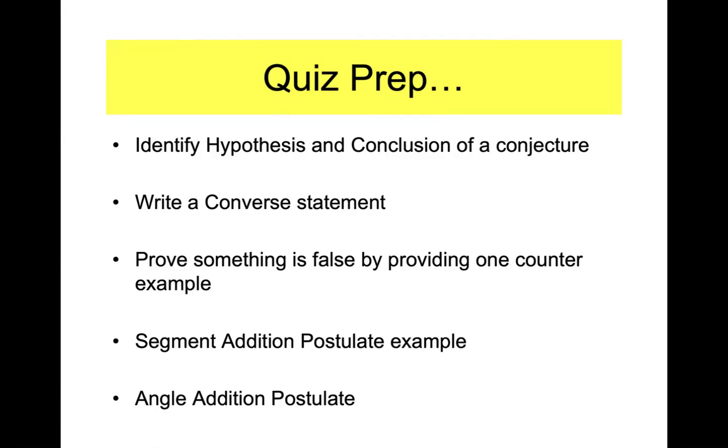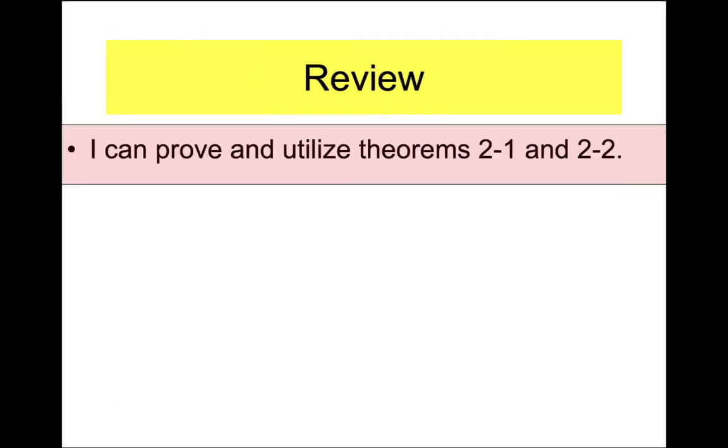Your quiz is going to be, I'll give you a conjecture. You're going to have to be able to identify a hypothesis and conclusion. You need to be able to write a converse statement from a conjecture. You have to be able to prove something is false. Remember, you just need to provide one counterexample. And then you need to be able to do the segment addition postulate or the angle addition postulate. I'll give you some values, and you simply apply the angle addition postulate and the segment addition postulate, just like you did for homework.